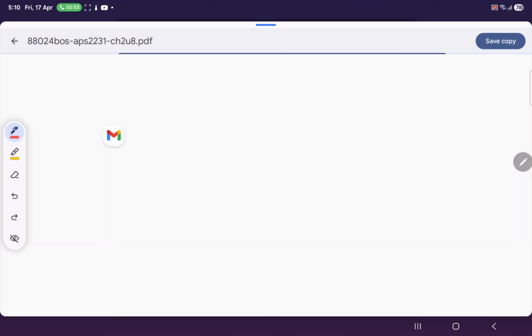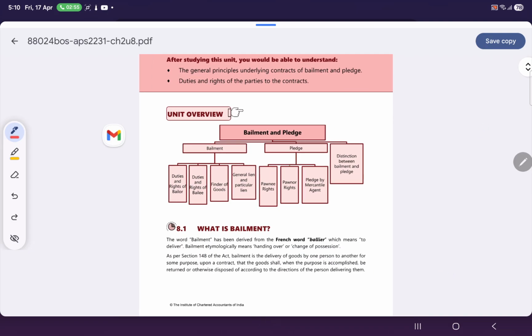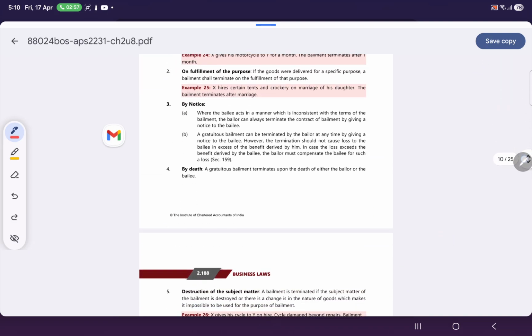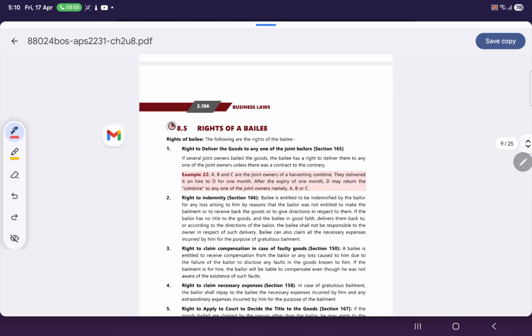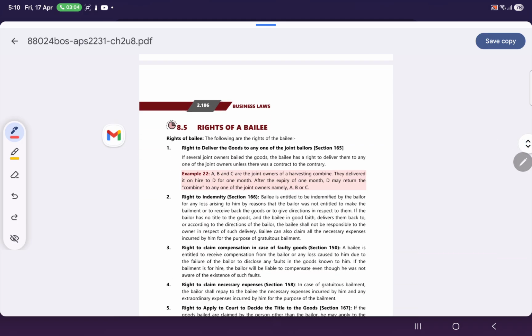So now what we are going to see is the rights of a bailee. Okay. What are the rights of a bailee?